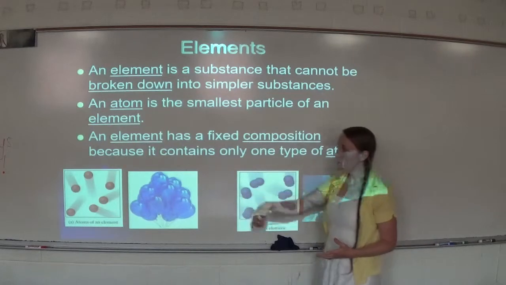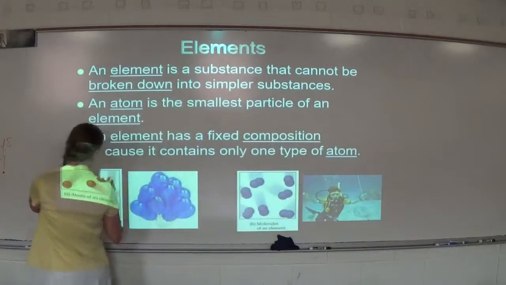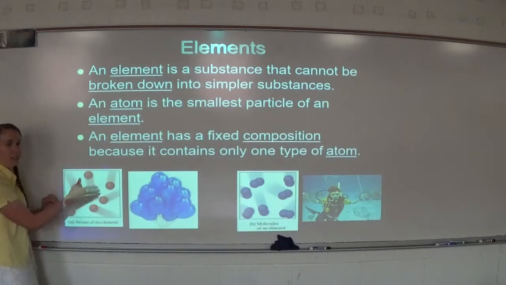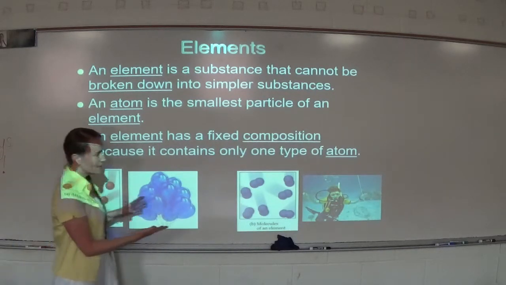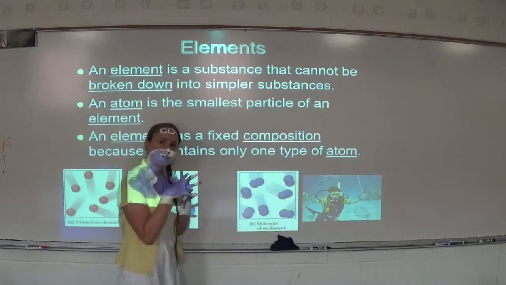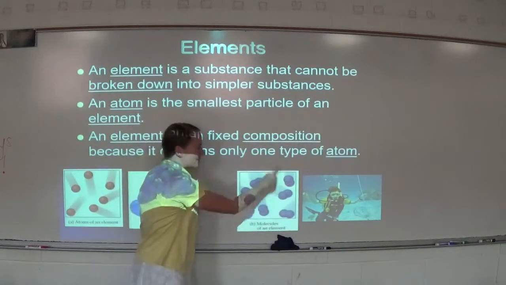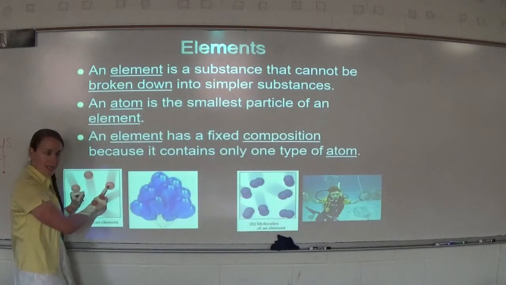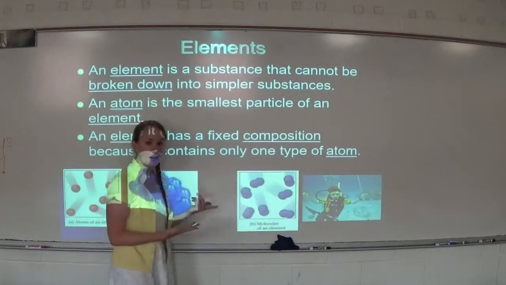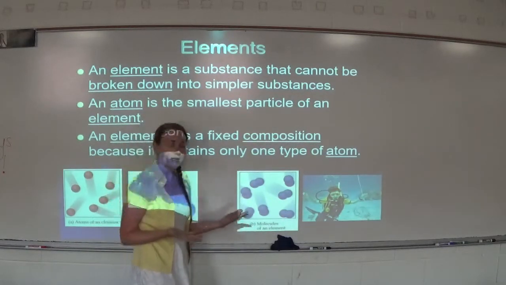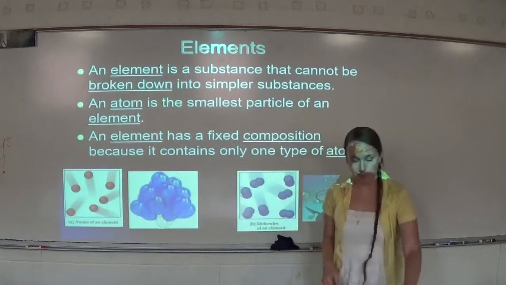So in that previous picture that I showed you, this would be an example of an element because it has one type of atom. This element is made of atoms. This is another example of an element. It has one type of atom, but because the atoms are bonded together, this element is made of molecules. So an atom is one atom by itself. A molecule is multiple atoms bonded together. But since all of these atoms are the same, it's still an element. So some elements are made of atoms, some elements are made of molecules.